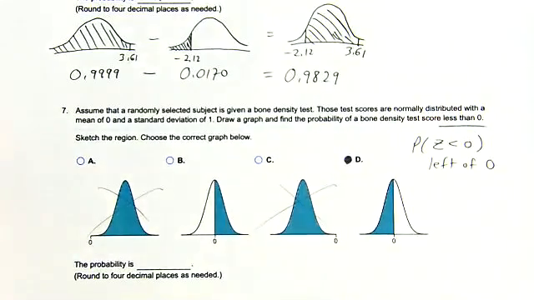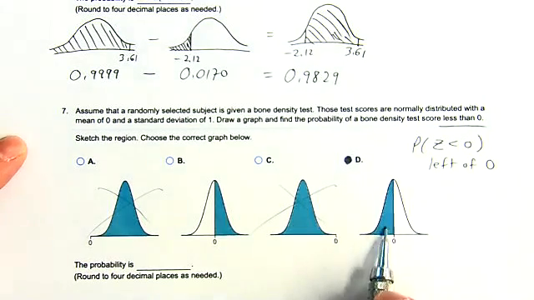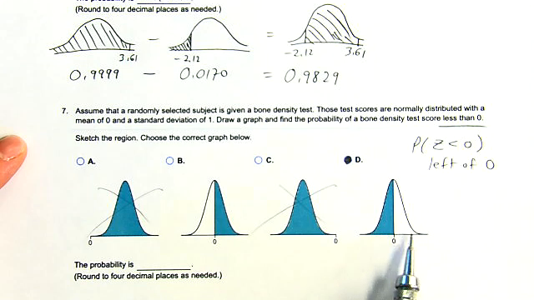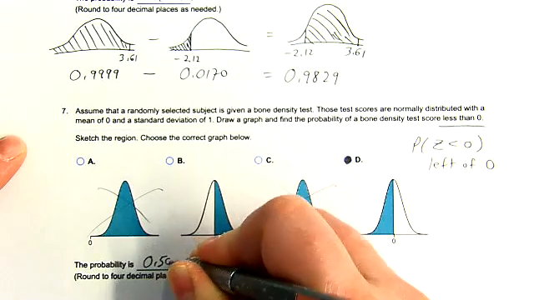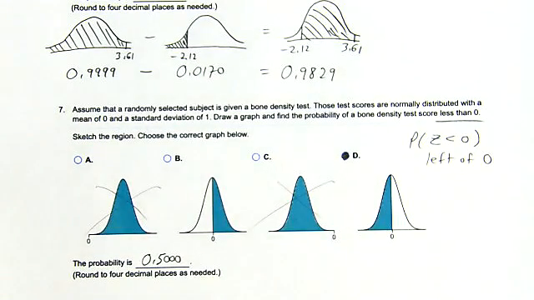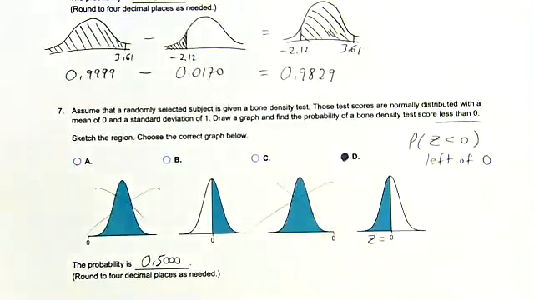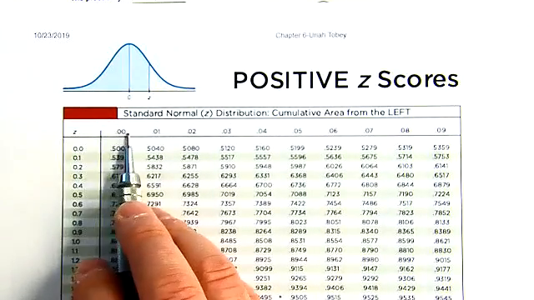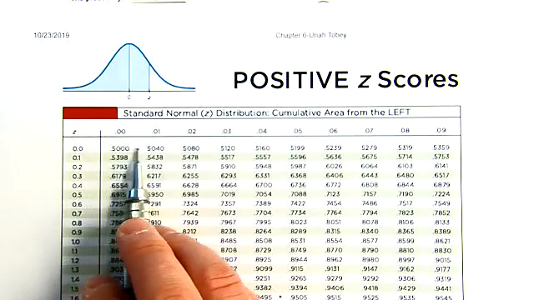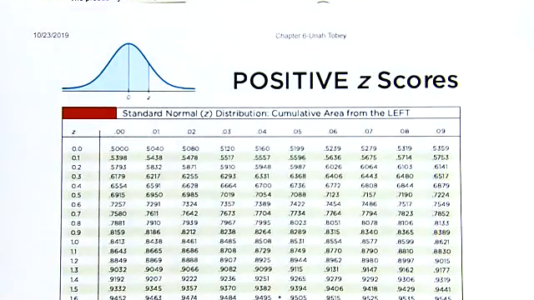Now, you don't even need to look this up in the chart, although we can. This is cutting exactly half of the curve. And I said the whole curve is 1, so half of the curve would be 0.5. And we can check that. Just go to a z-score of 0. Z-score of 0.000 is 0.5000. So it's exactly half of the curve.